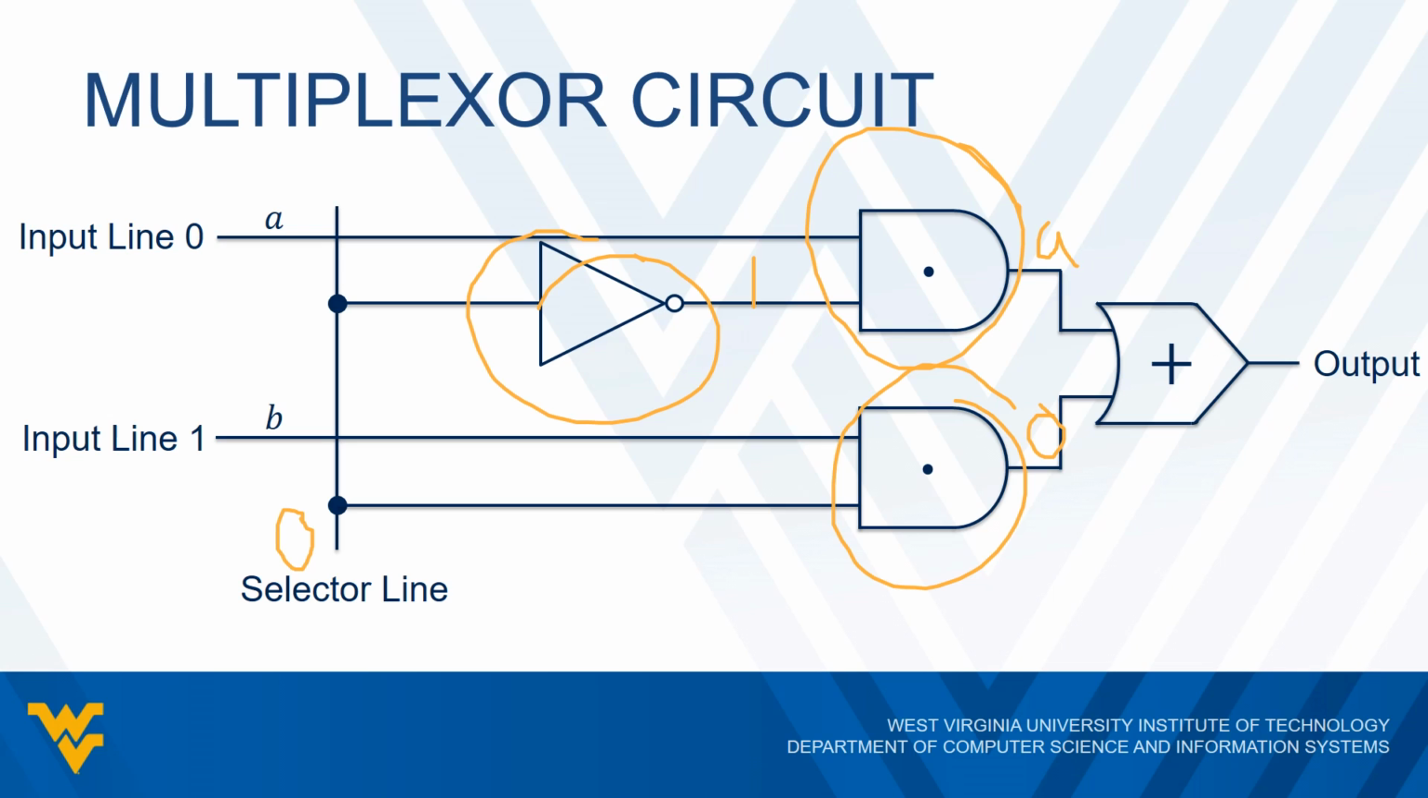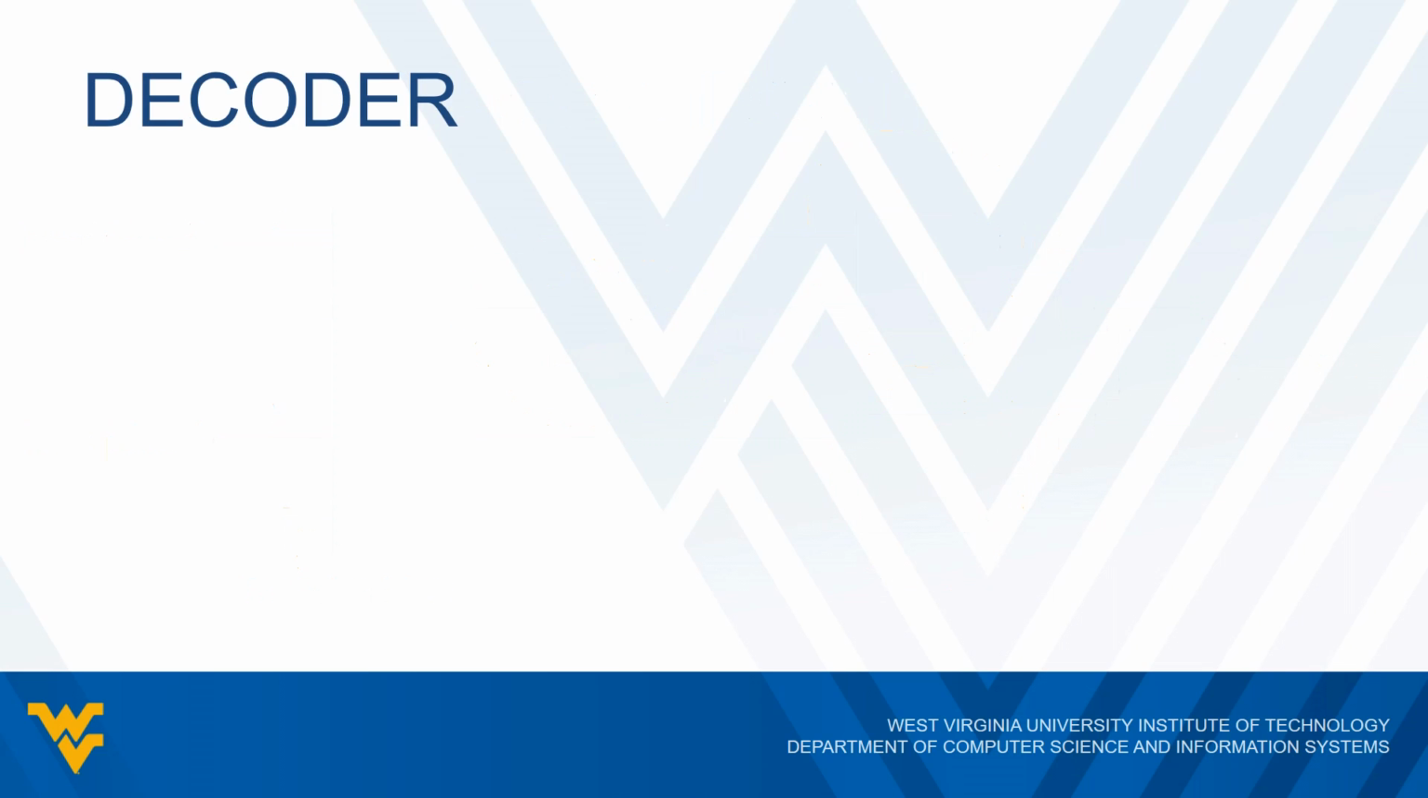And that means that we're going to get A OR 0, which gives us the value A, because by setting the selector line to 0, we have in effect selected as our output the value that appears on line 0. Okay, so you might want to try this again with your selector line being 1 and convince yourself that we would get the output of whatever B is as our result.